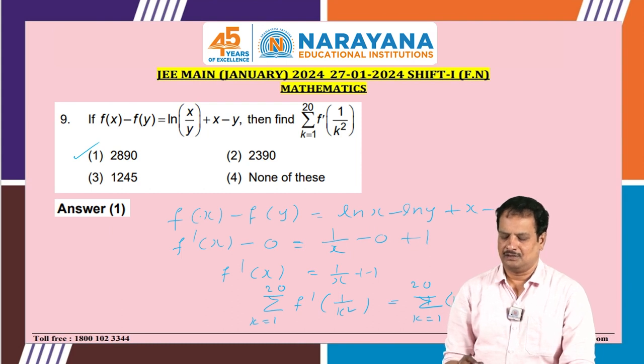But actually, when you observe this functional equation, it's very clear f of x is nothing but log x plus x only. Otherwise, we can apply this concept: simply differentiate this partially with respect to x. Then we got f dash x equal to 1 by x plus 1 here. Anyway, they are just asking sigma f dash of 1 by k square. That's all. Now let's go for the next question.